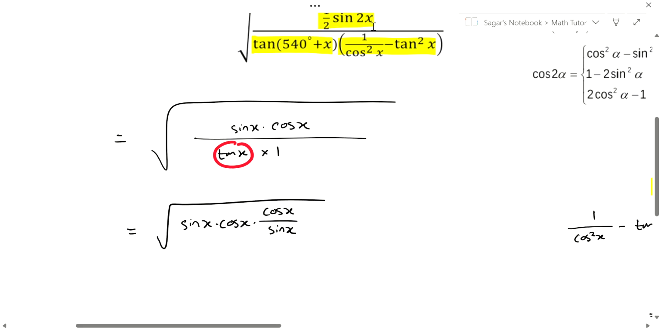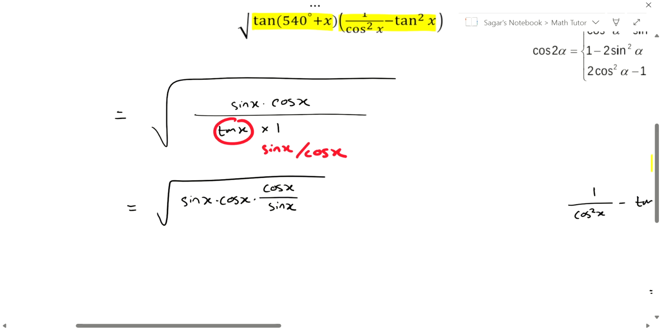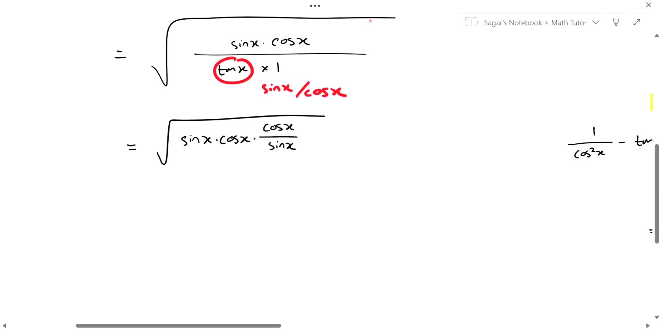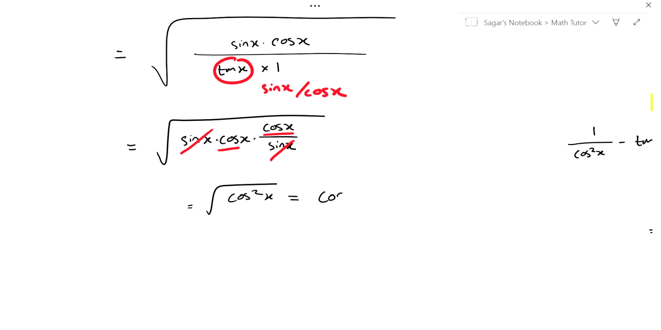So tan x is equal to sine x all over cos x. When we divide, we invert the numerator with the denominator, or we swap them around, right? Now sine x all over sine x is 1, cos x multiplied by cos x is cos squared x. I'm sure you can see where this is going, and the final answer is cos x.